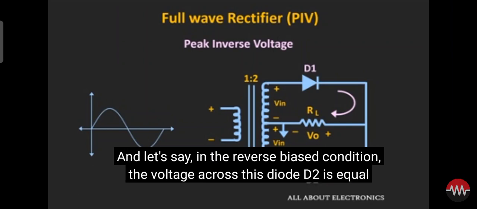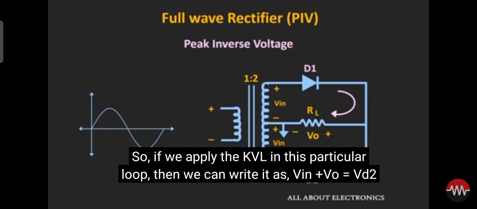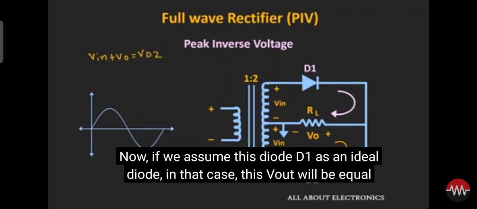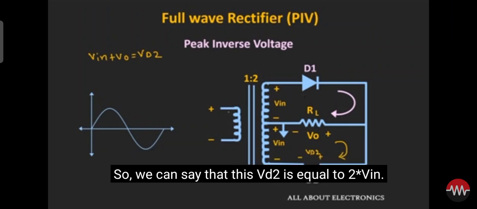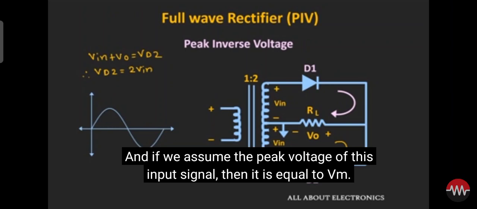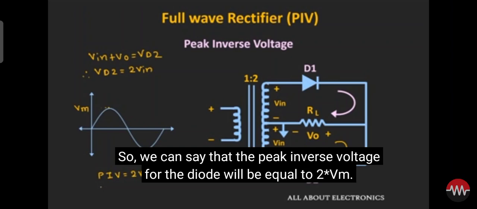And let us say in the reverse bias condition, the voltage across this diode D2 is equal to Vd2. If we apply the KVL in this particular loop, then we can write Vin plus Vout is equal to Vd2. Now if we assume this diode D1 as an ideal diode, then this Vout will be equal to Vin. So we can say that this Vd2 is equal to 2 times the input voltage. And if we assume the peak voltage of this input signal is Vm, then the peak inverse voltage for the diode will be equal to 2 times Vm.